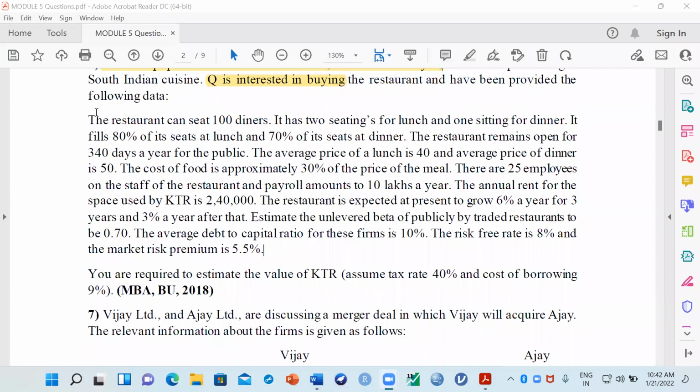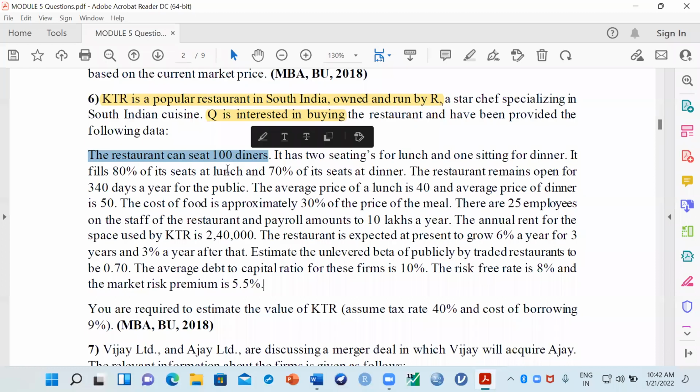The restaurant can seat 100 diners. Sorry, it is diners. So there is a capacity of 100 and it has 2 sittings for lunch and 1 sitting for dinner. Very important, remember this point. It fills 80% of its seats at lunch and 70% of its seats at dinner. That is what they have given.